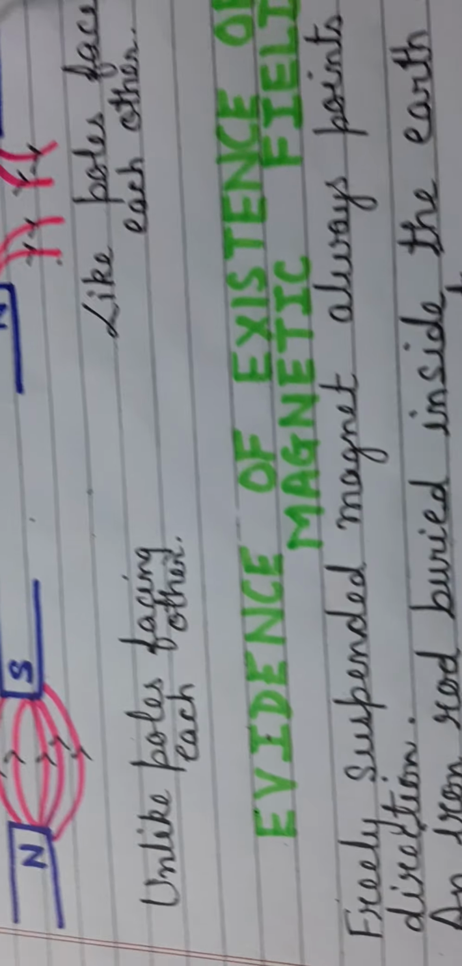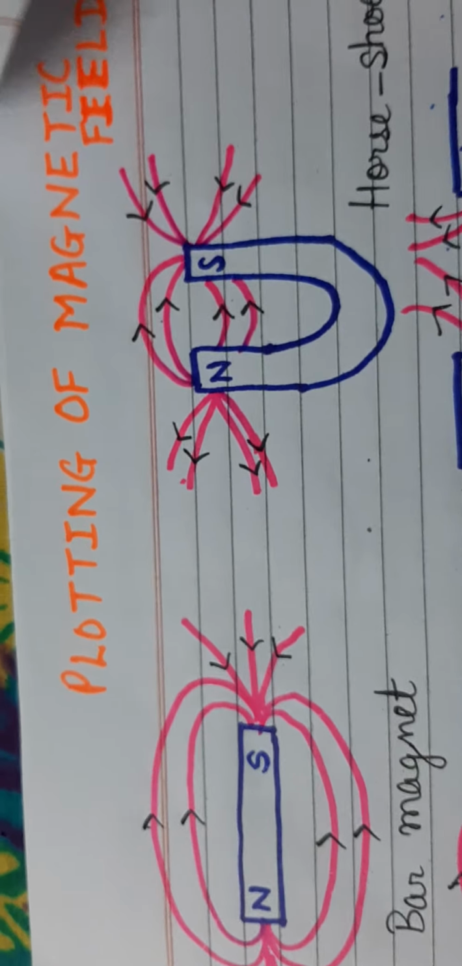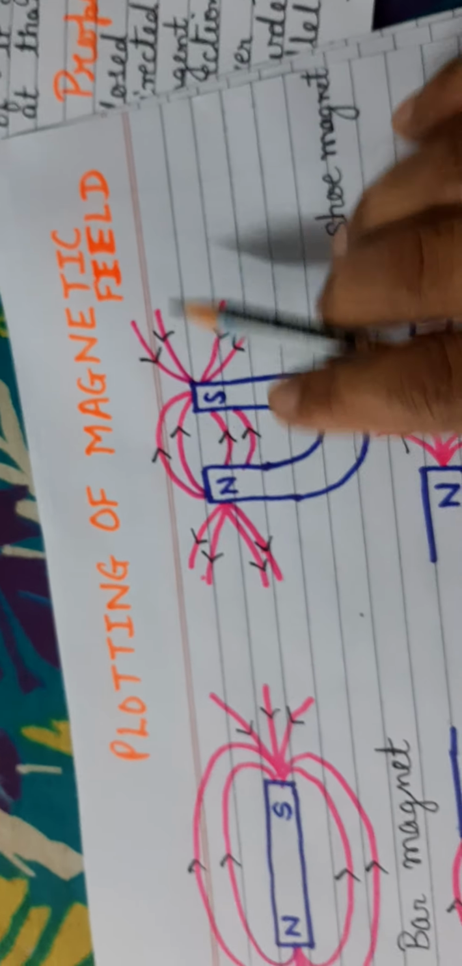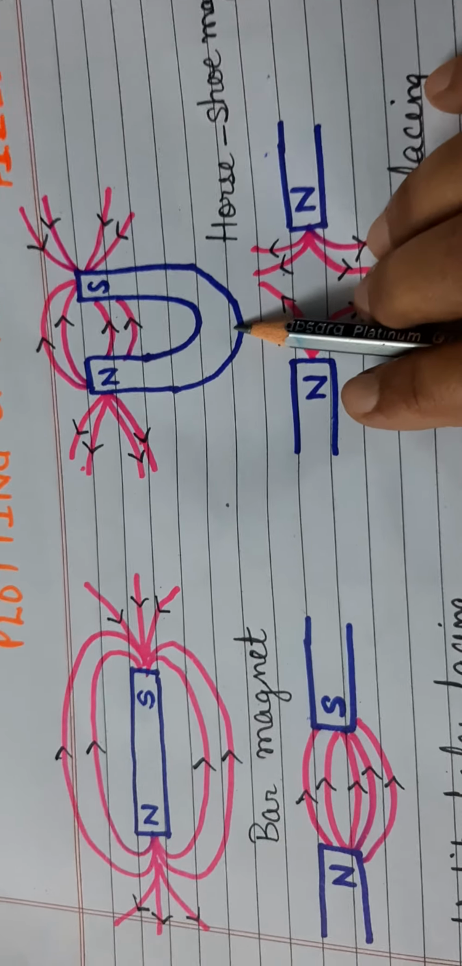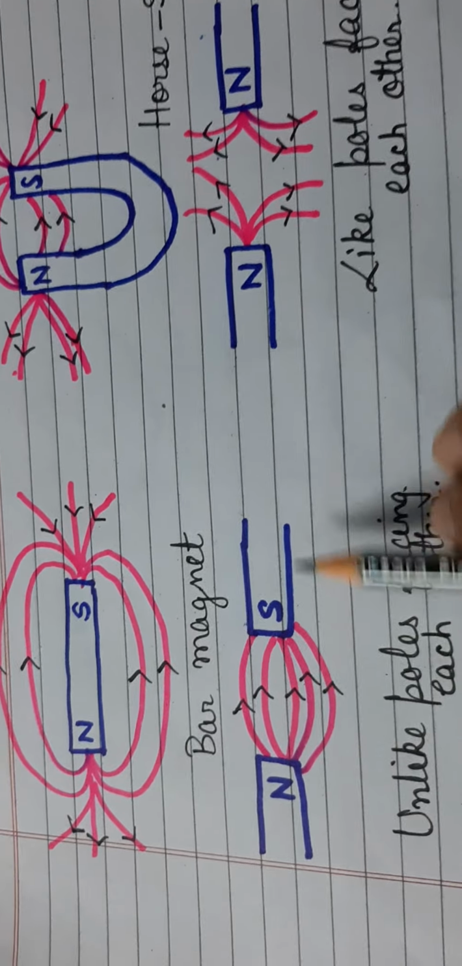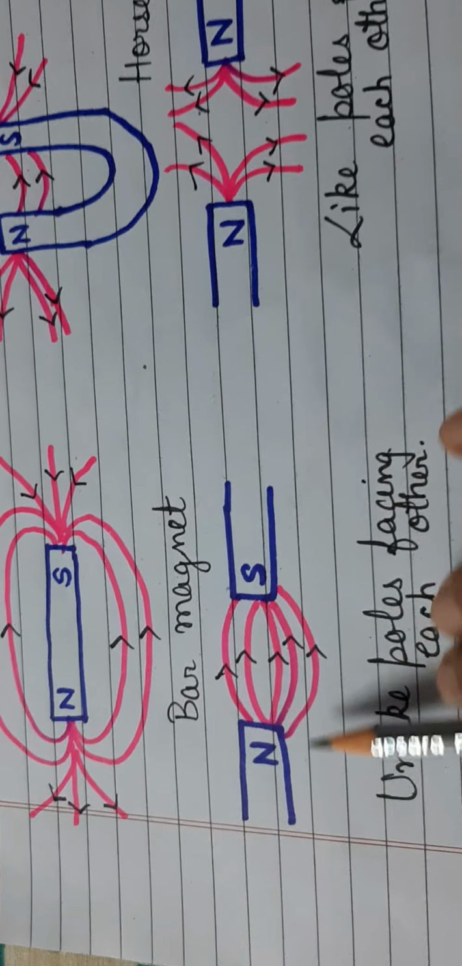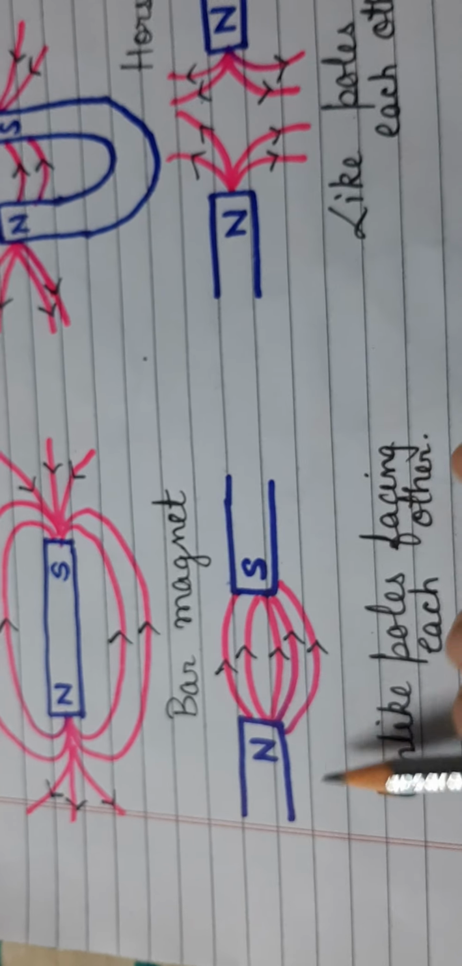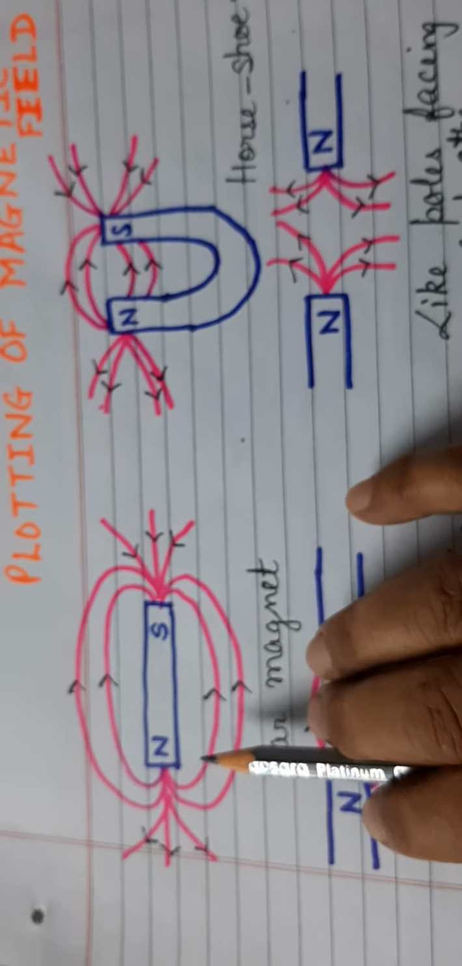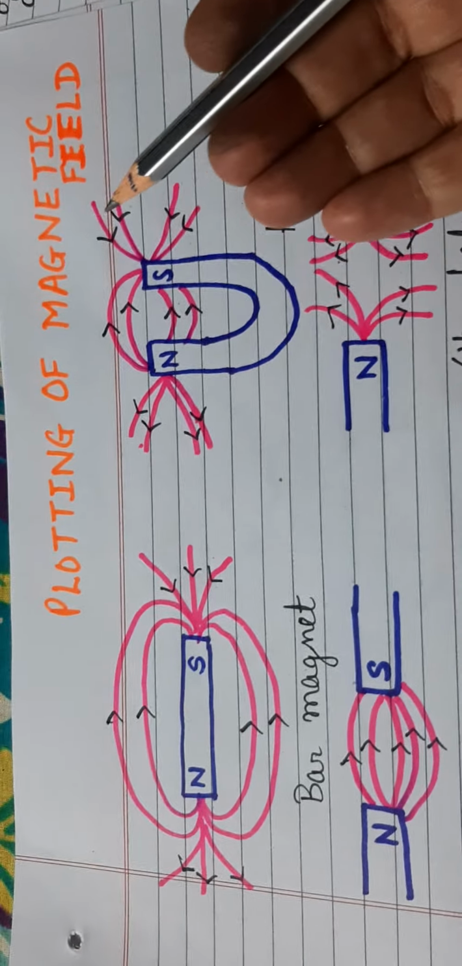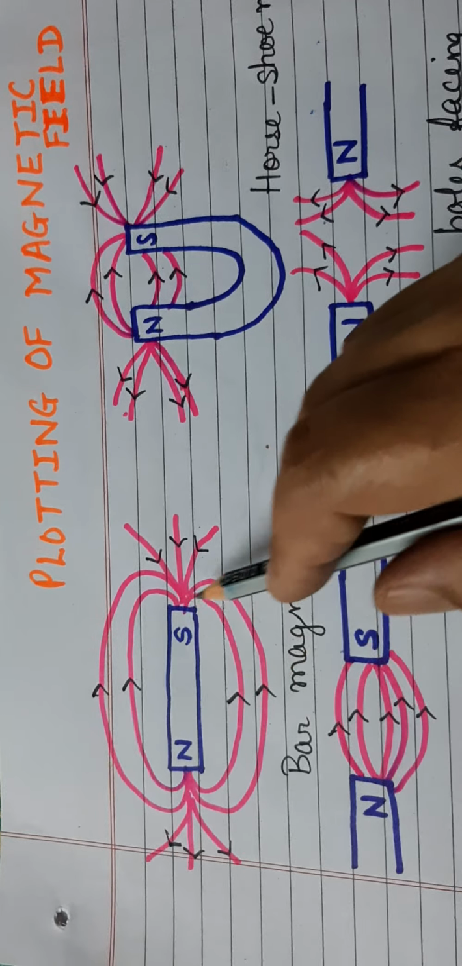Now I move on to some figures which I have drawn for you, and these figures actually represent plotting of magnetic field lines around a bar magnet. You can see I have drawn around a horseshoe magnet, around two magnets. They are bar magnets, but they are placed such that the unlike poles are facing each other, and two bar magnets where like poles are facing each other, children. So when they ask you to plot magnetic field lines around a bar magnet, it looks like this.